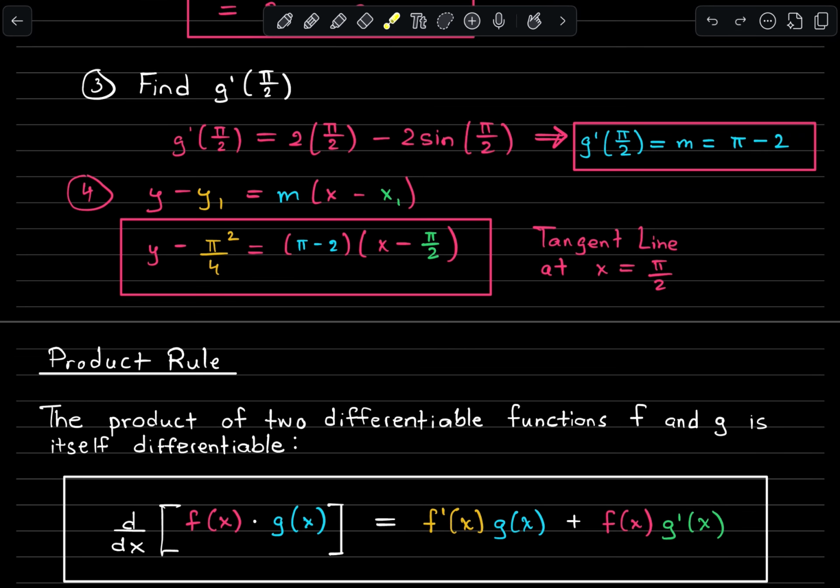So the derivative with respect to x of f of x times g of x is going to be f prime of x, so the derivative of the first function, times the original second function, plus the original first function, f of x, times g prime of x, which is the derivative of the second function. Okay, so we're kind of mixing and matching. We're taking the derivative of the first one, pairing it with the original second one. Take the original first one, pair it with the derivative of the second one.